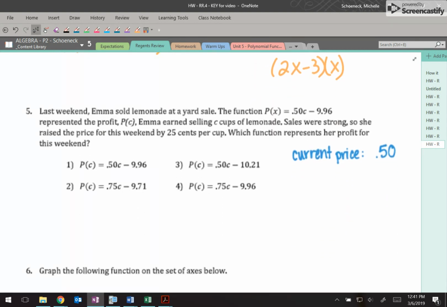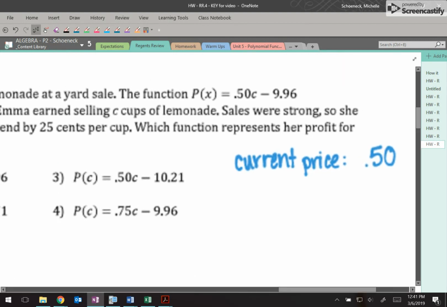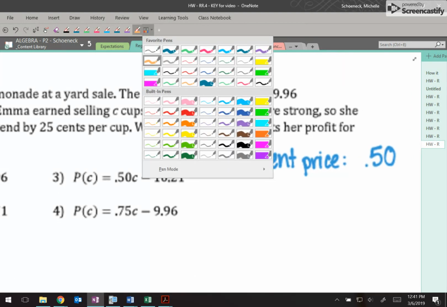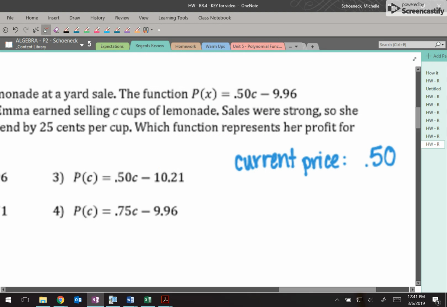Number 5, last weekend, Emma sold lemonade at a yard sale. The function p of x represented the profit Emma earned selling x cups of lemonade. Okay, so our rate of change is the profit per lemonade. Sales were strong, so she raised the price for this weekend by 25 cents per cup. So our current price is our slope, and that is 50 cents per cup.